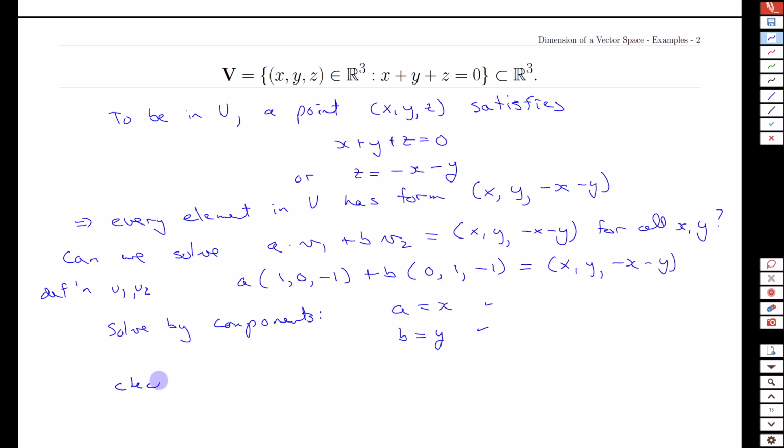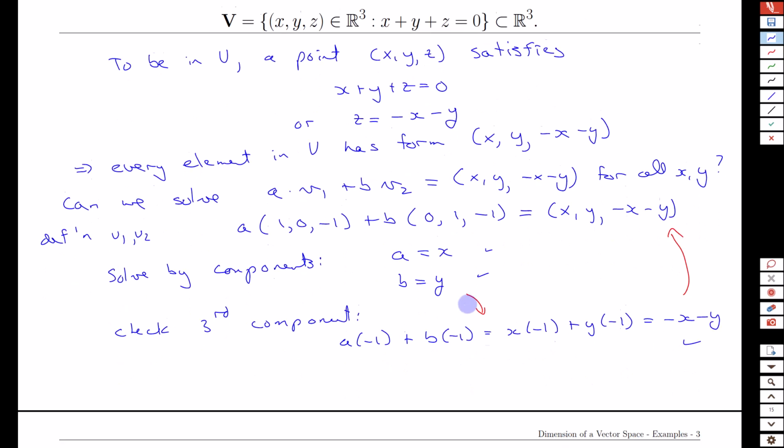And then I can check the third component. If I try to check that, I would get A times minus 1 plus B times minus 1, which I'm claiming from these two solutions here is the same as X times minus 1 plus Y times minus 1. Well, that's equal to minus X minus Y, which does equal the target value here.